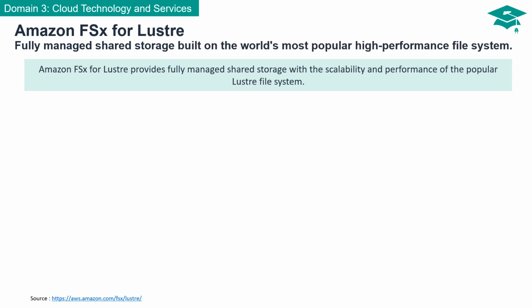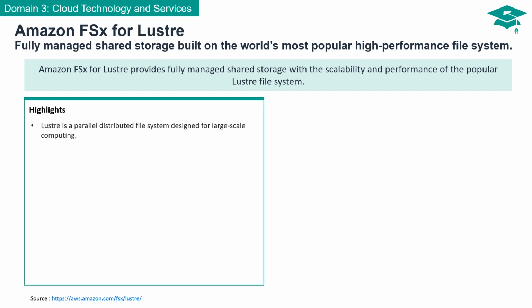Amazon FSx for Lustre is a fully managed shared storage built on the world's most popular high-performance file system. Here are the key highlights. Derived from Linux and Cluster, Lustre is a parallel distributed file system designed for large-scale computing. It's your go-to for high-performance storage.